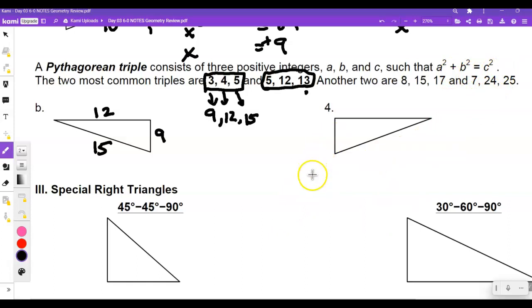So let's say if I just did, let's see, 10 and 26. What could you say this leg equals?